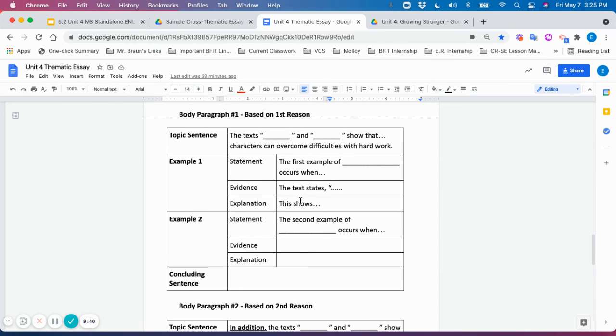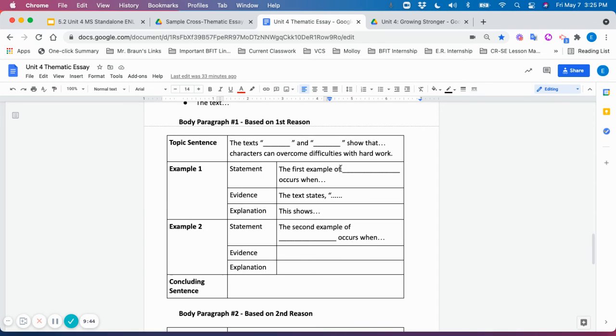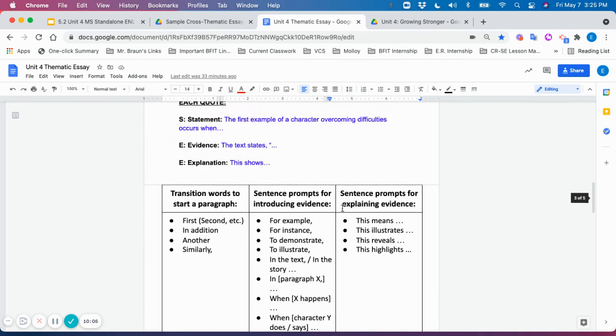If we look a little closer, the first example of, and then they would put their reason, the first example of Francisco overcoming his difficulty with hard work occurs when, and you can maybe talk about how Francisco refused to give up in school, and you could put the quote in. This shows, and we can see we have that information up here.